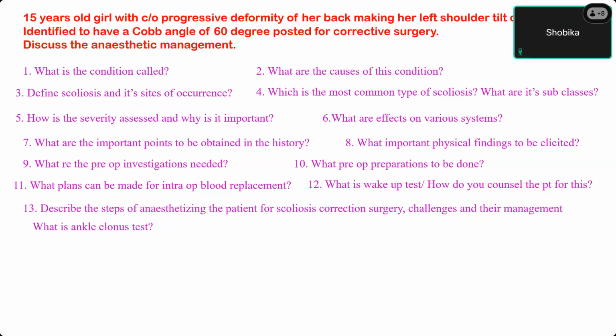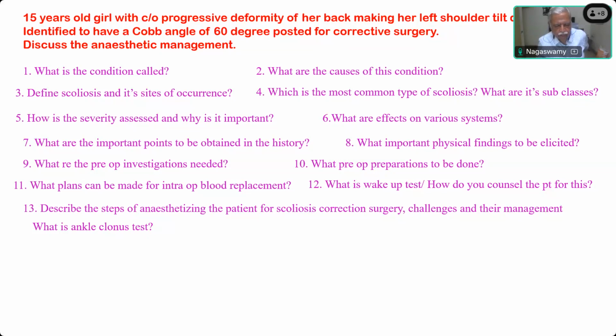Sir, so there is a question: are you able to say what the ankle clonus test is? Yes, sir. What is that test? When do you do that? Have you heard of that? Yes, sir, I heard of it. Why do you want to do that ankle clonus test? To detect motor integrity, to check the integrity of the motor nervous system.